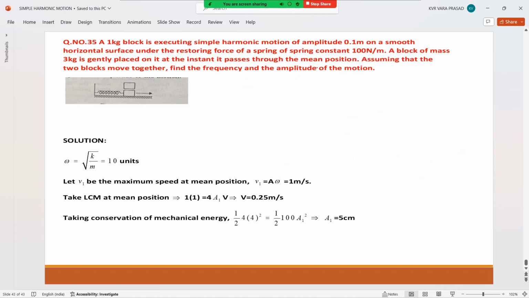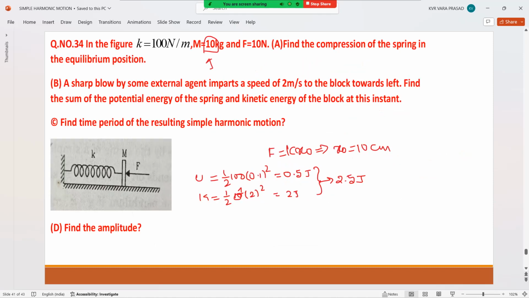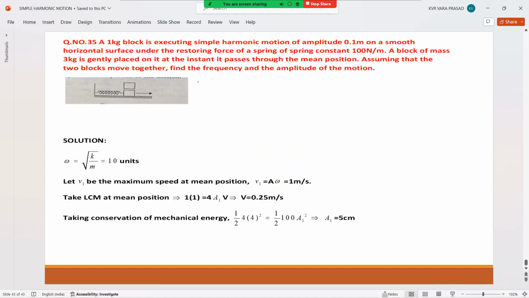See next problem. You can see here the previous question, that is question number 34. This we have taken from HCV, HC Verma. And this next question also from HCV only. See the question.